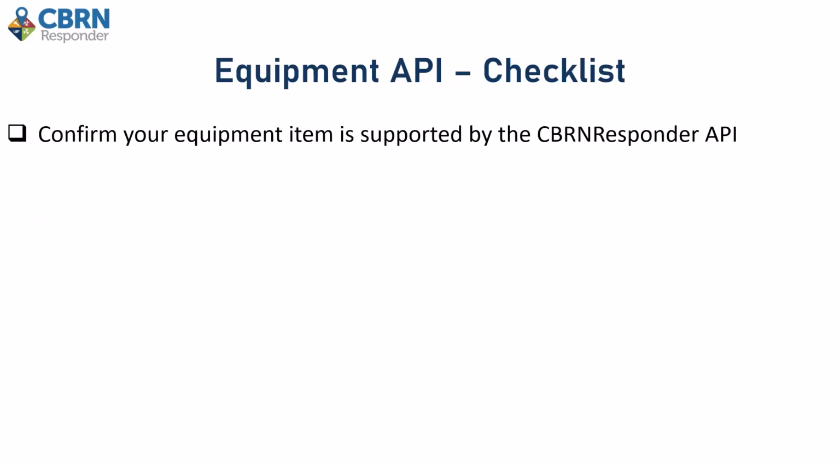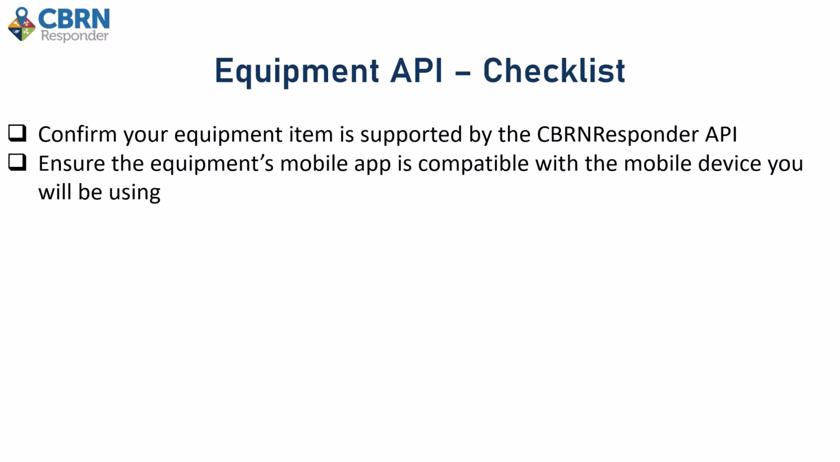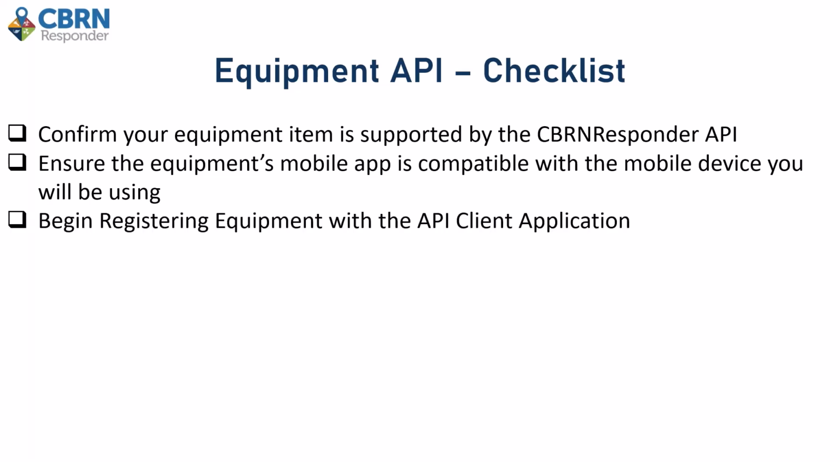So throughout this webinar, we'll be working through a checklist of sorts to confirm that you have everything set up. So the first step is going to be confirm that the equipment you have is even supported by the CBRNResponder API. Next, you'll want to make sure that the equipment's mobile app, so that manufacturer app, is compatible with the mobile device that you're going to be using. Not all equipment is set up with each different platform.